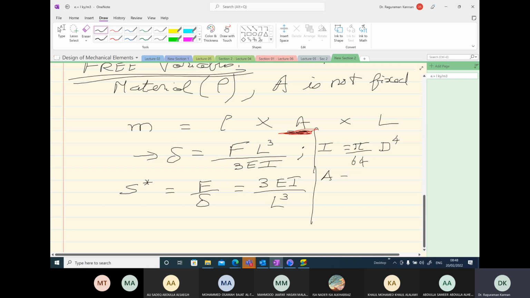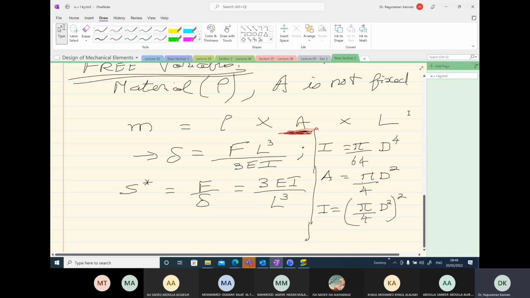What is A? Area of cross section A is nothing but pi over 4 d square. Sorry. Okay. So we need to rewrite the expression here somehow. I has to be expressed in terms of area A. So let's try to do this. So let me put pi over 4 d square whole square. What will be the result? I'm going to get pi square over 16 d power 4. So I have to factor that out of this.